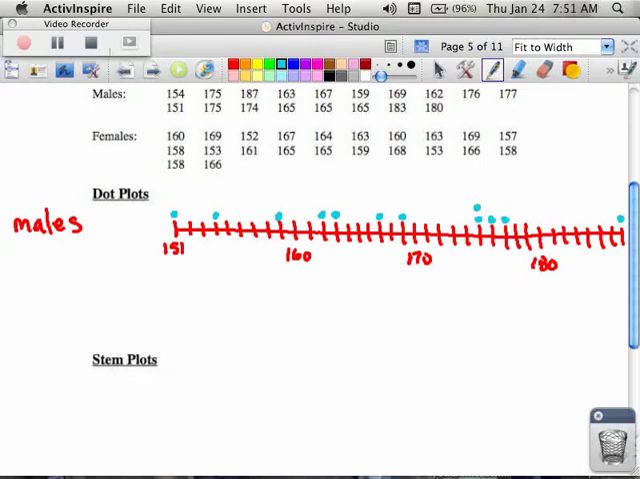And what you can see is as you place your dots, you're going to go vertical from what was there before. So if you have more than one dot, you're going up vertically. And here would be the dot plot for the males. We could do this same exact thing for the females, of course.